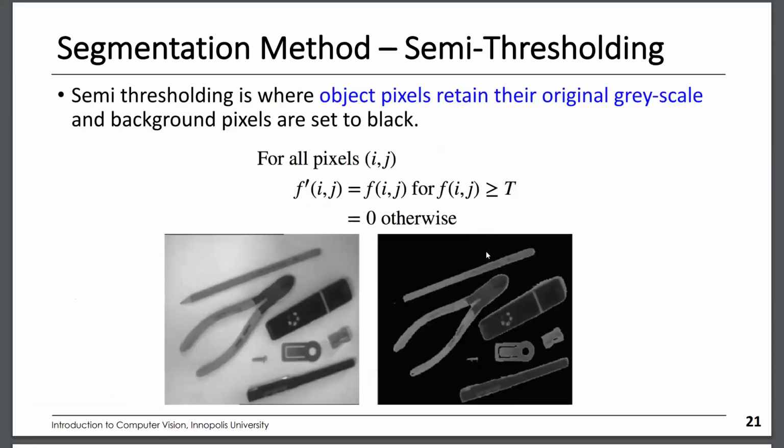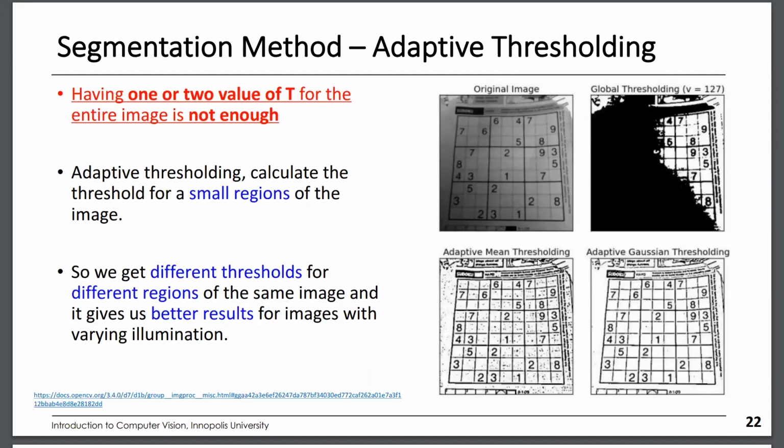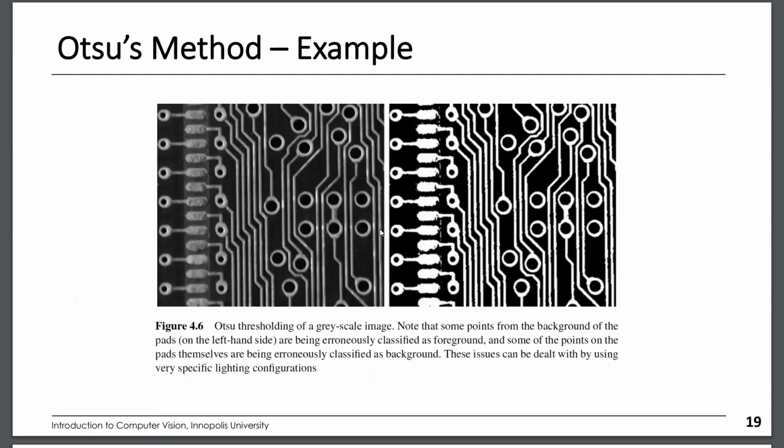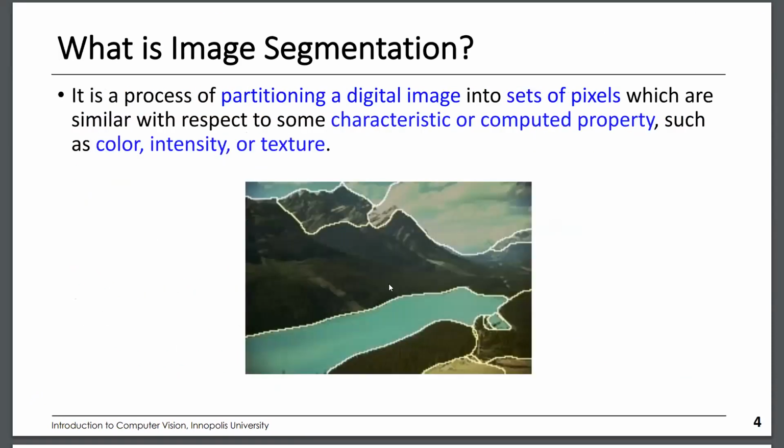Now, adaptive thresholding. Remember this idea of having multiple thresholds? Let's try to take this idea a bit further. Why do we have just one or two thresholds? Why not have a set of thresholds that we can define however we want?